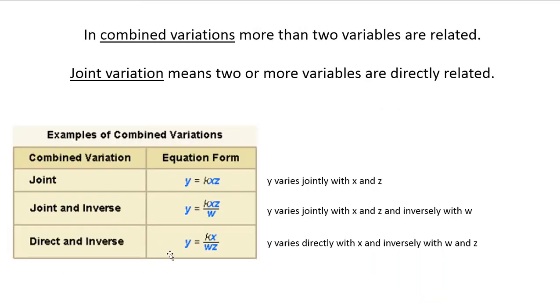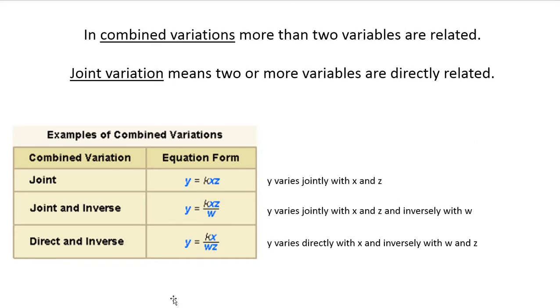Now let's talk about combined variations. This just means more than two variables are related. So a lot of times you think about areas of triangles, different relationships with circles, and volume. We have multiple variables that are related, okay? Joint variation just means two or more are directly related.